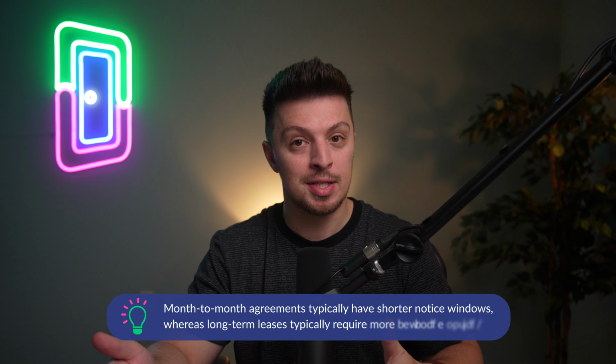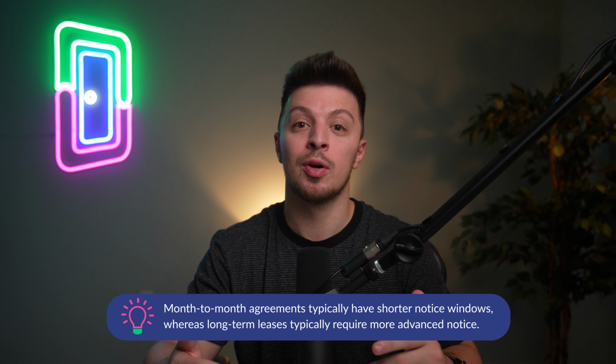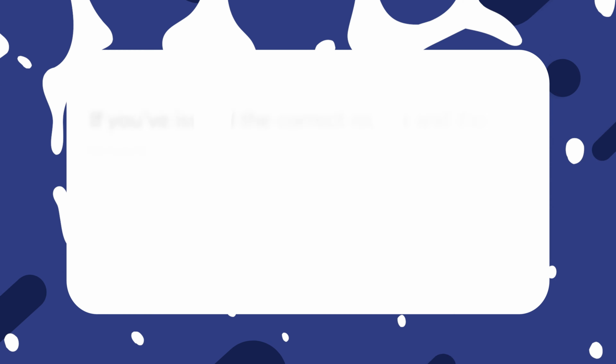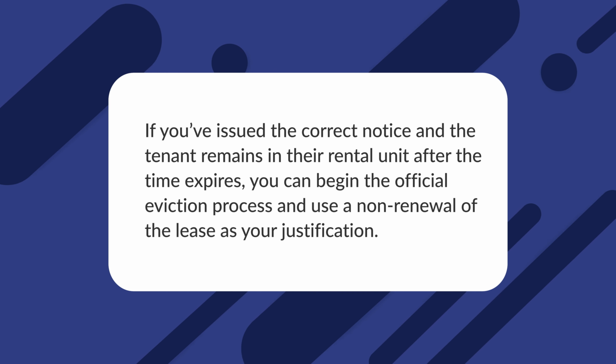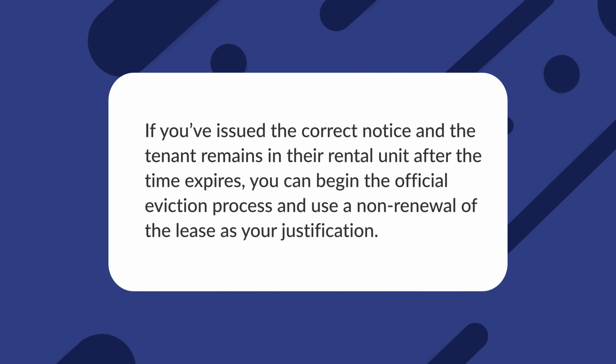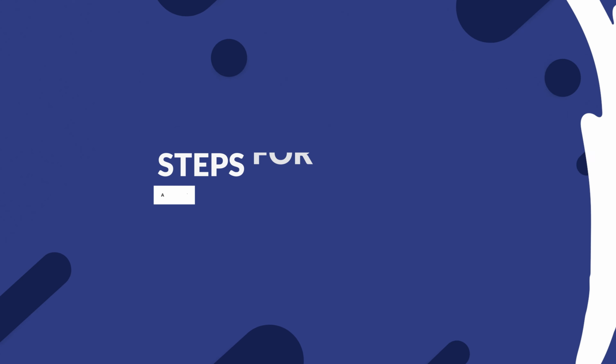Now, month-to-month agreements typically have shorter notice windows, whereas long-term leases typically require more advanced notice. Now, if you've issued the correct notice and the tenant remains inside the rental unit after the time expires, you can begin the official eviction process and use a non-renewal of the lease as your justification.